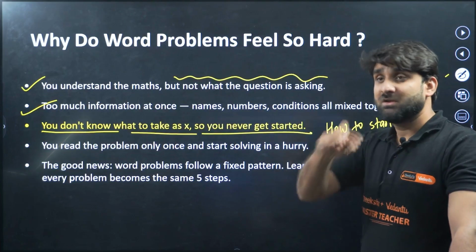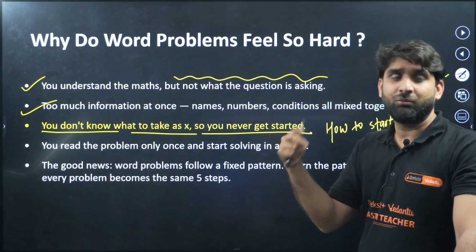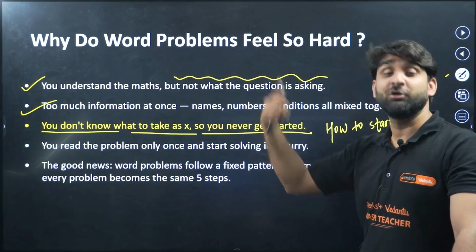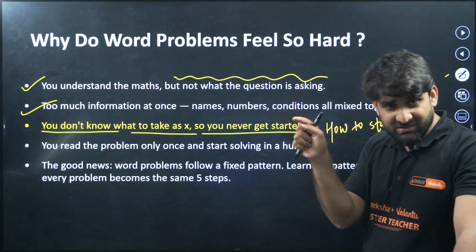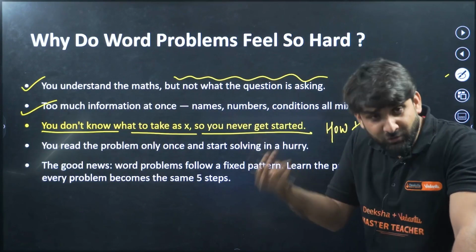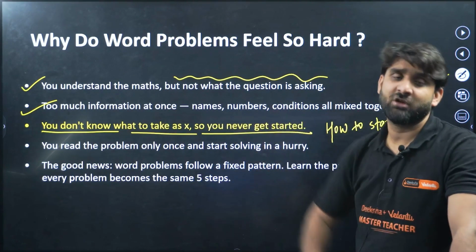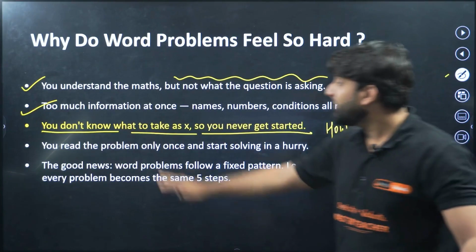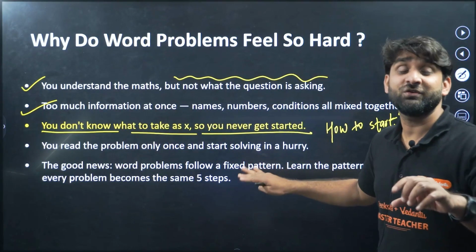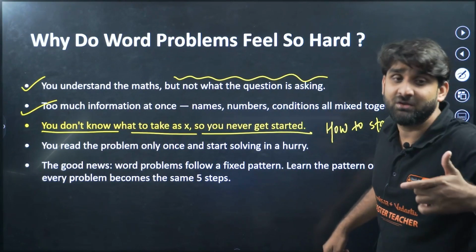If the question is given in English and you have to find out the speed of an aeroplane or the speed of a train, what is the last line? Find the speed of the train. You don't know it, so suppose the speed of the train is X km/h. So supposing X will give you the starting of the solution. How to start the solution.